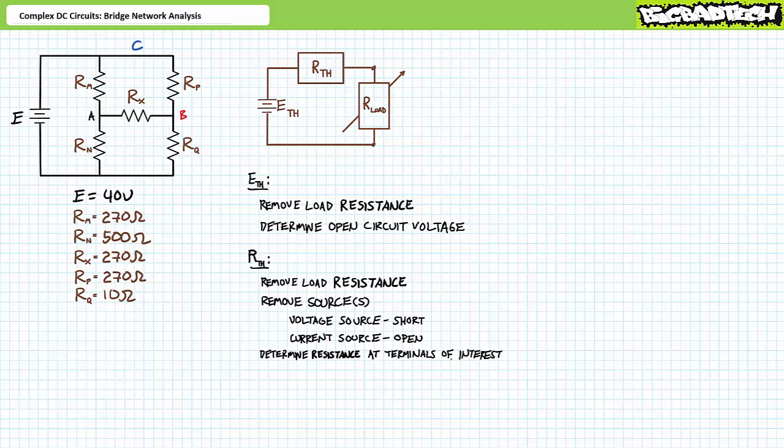Let's try the analysis of this same complex bridge circuit using Thevenin's theorem. If everything I've been saying to you is true, we should ideally obtain the same results for Rx. Bridge network analysis using Thevenin's theorem necessitates we solve for two properties, ETH, the Thevenin equivalent voltage, and RTH, the Thevenin equivalent resistance seen by the load. In this case, our load of interest is bridge resistor Rx between nodes A and B.